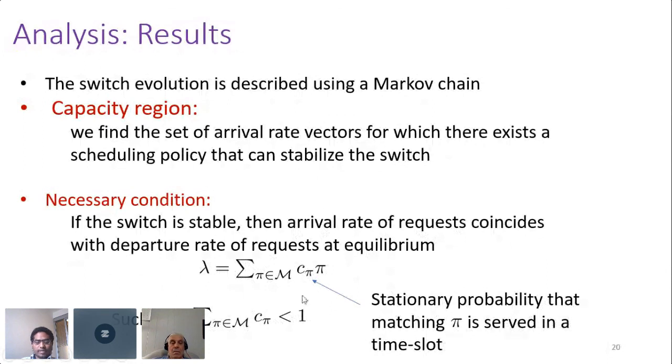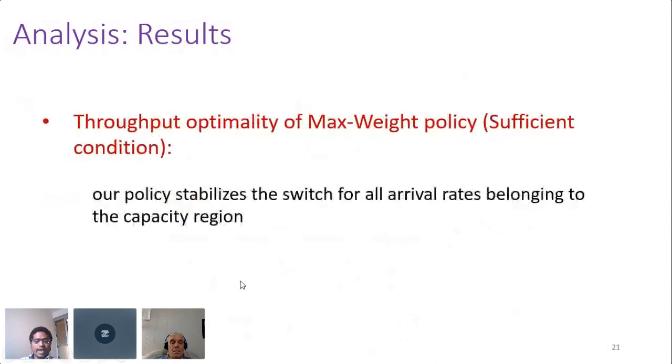So on the left side, lambda indicates the arrival rate of requests, and the right side, the summation term, indicates the departure rate of requests. So pi is the departing matching in a given time slot with probability C pi. Using this property, we were able to obtain a necessary condition. And we showed that if an arrival rate vector belongs to the capacity region, then our policy would stabilize the switch.